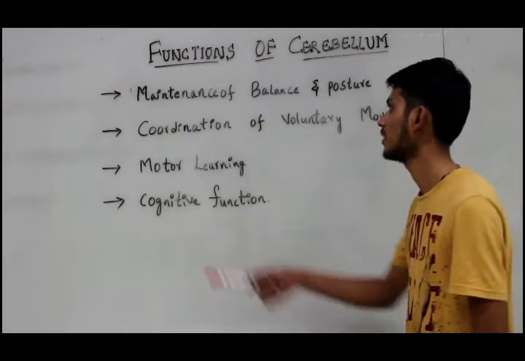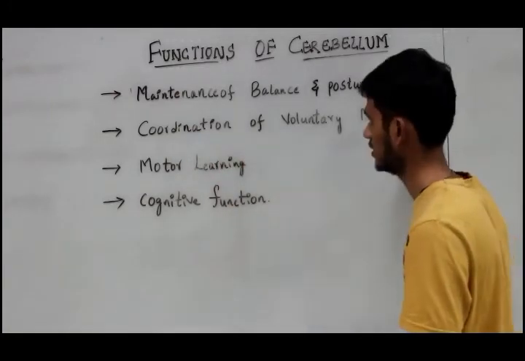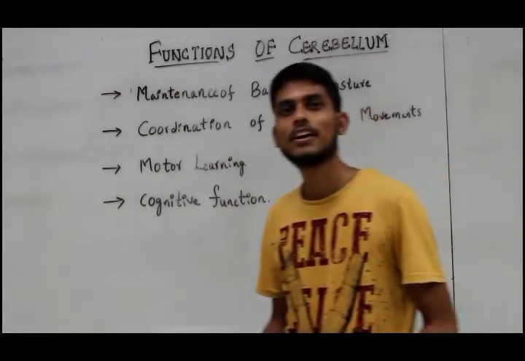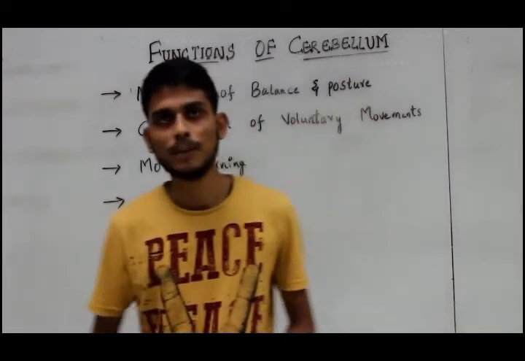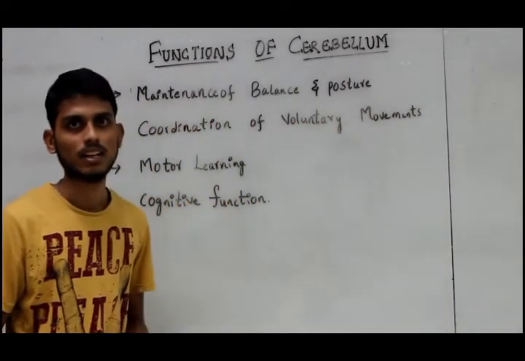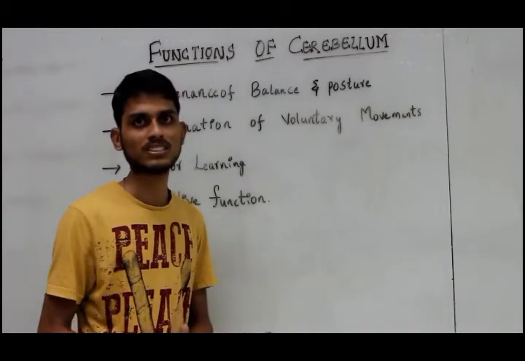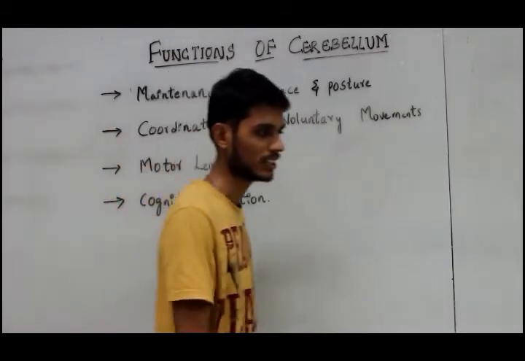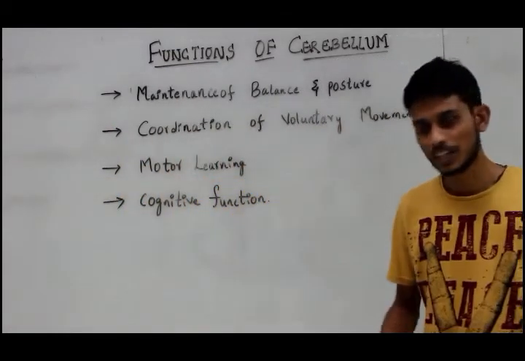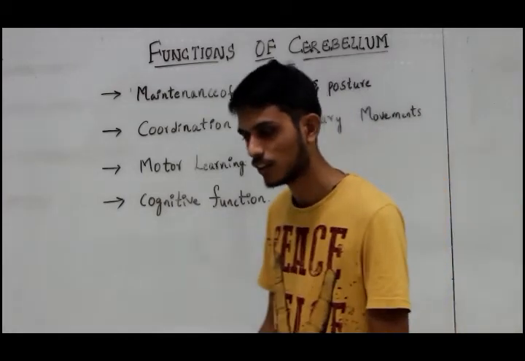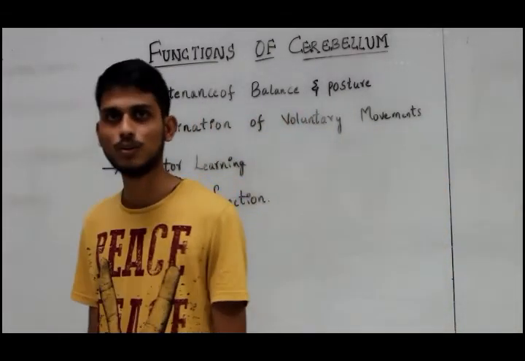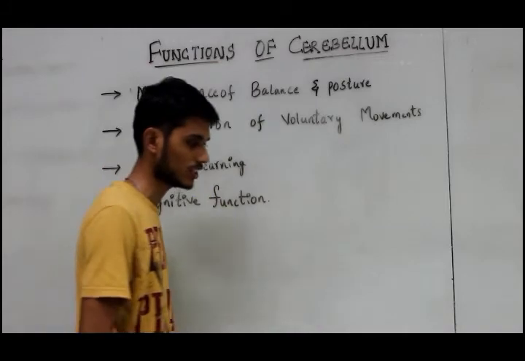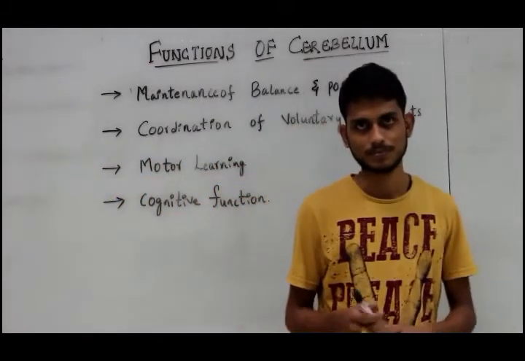Coming to the next topic, coordination of voluntary movements. Coordination of voluntary movements means a group of muscles working together to make that movement. As I am walking now, you can see my gestures. My muscles are working together in a coordinated way, collectively. My lower limb is also working together collectively and temporally.